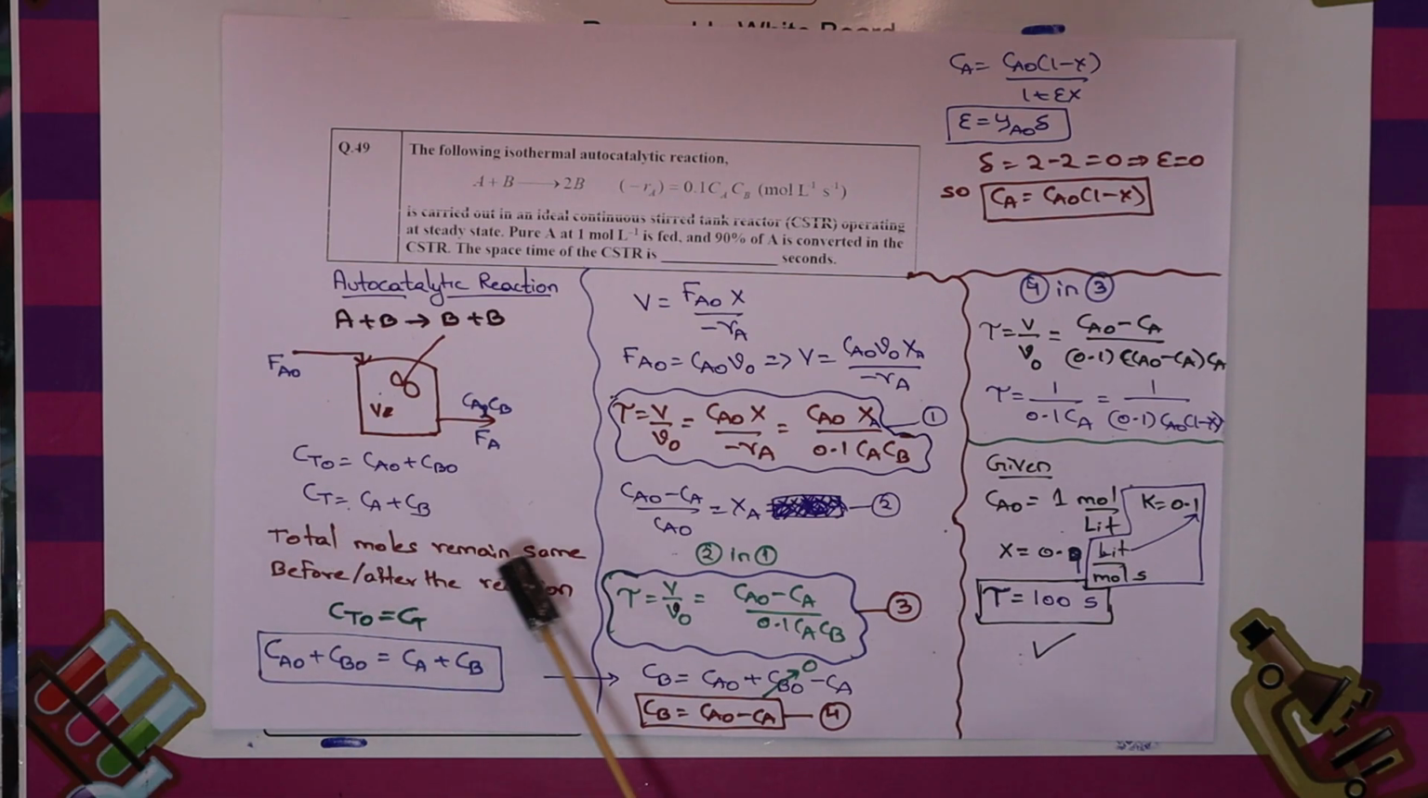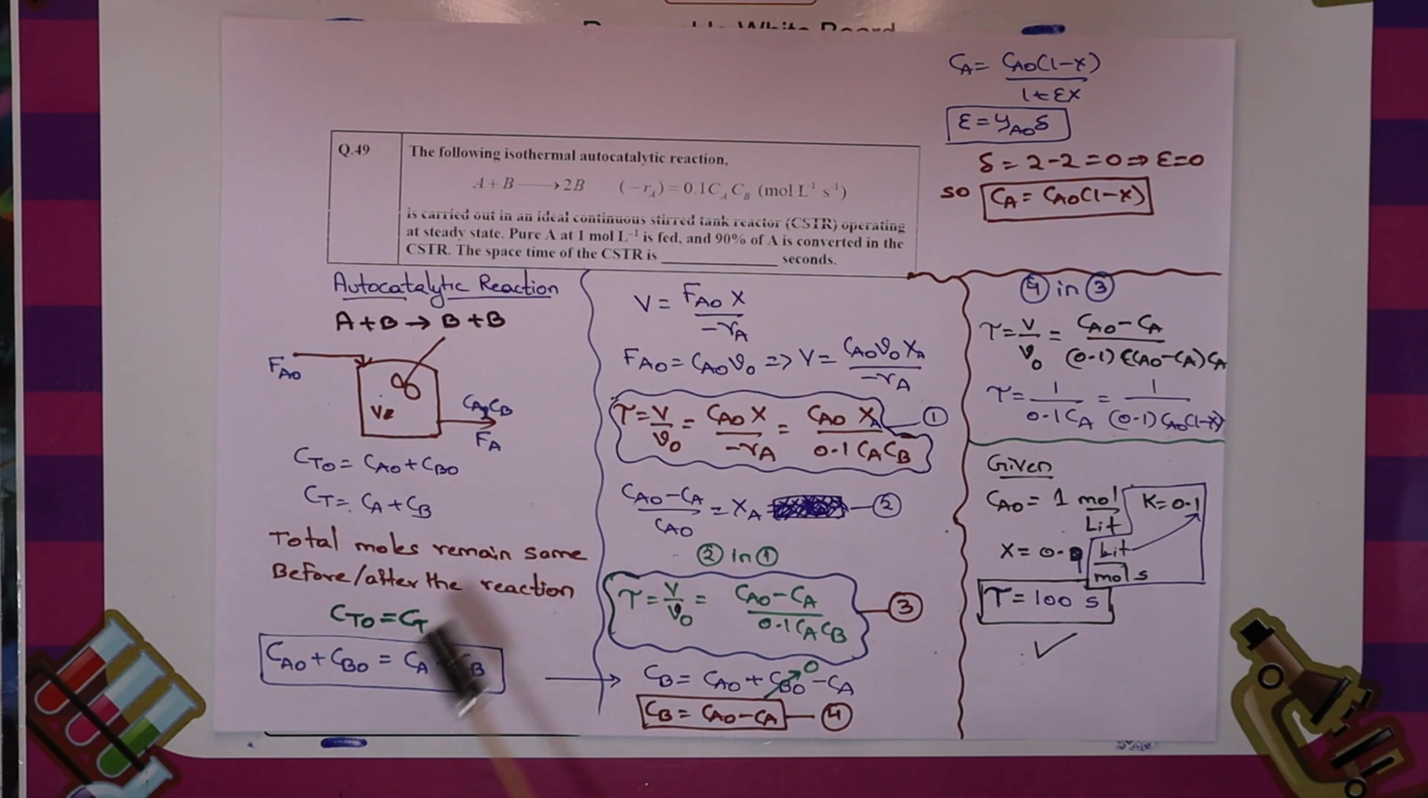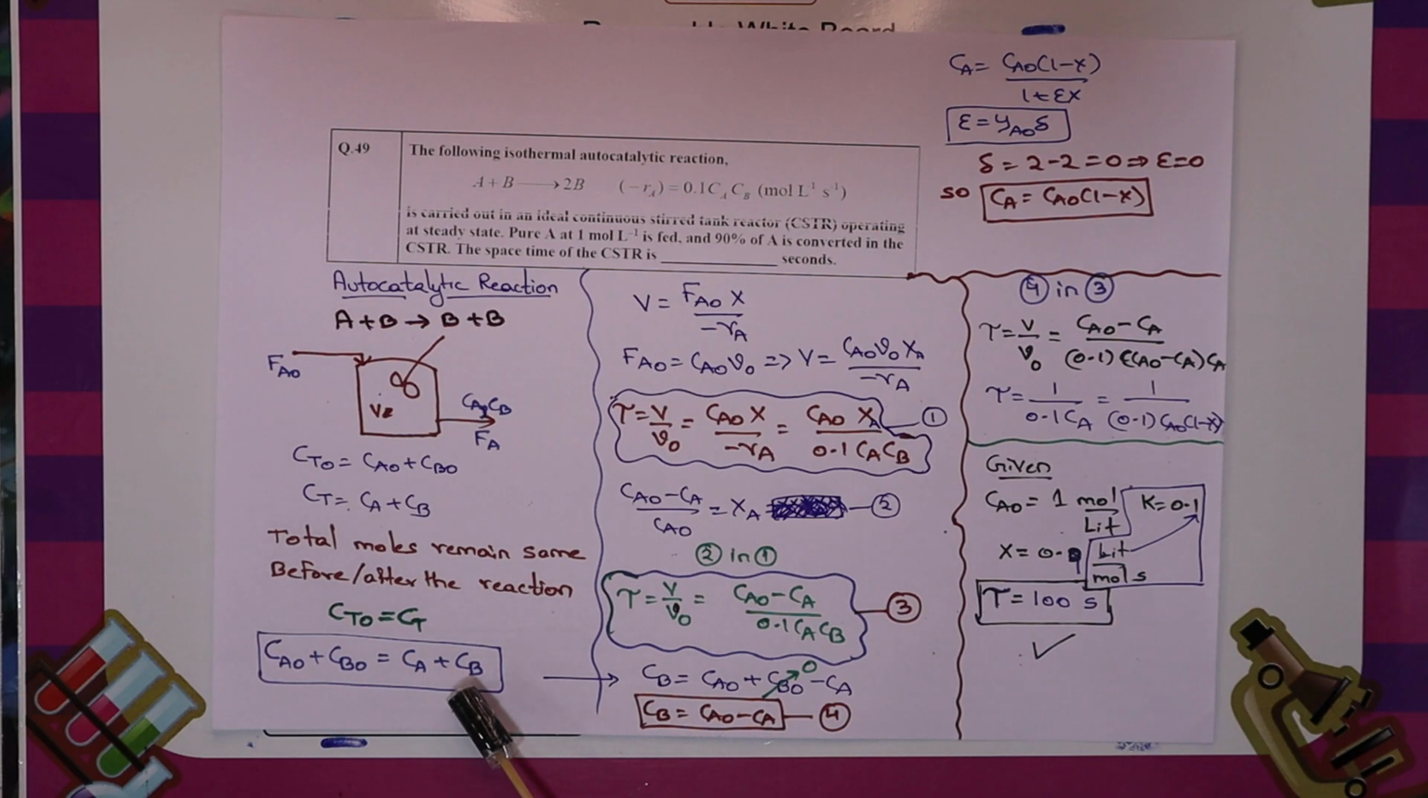So total moles remain the same before and after the reaction. Before the reaction, if you take CT0, and after a certain reaction you take CT, both always match. That means Ca0 plus Cb0 is equal to Ca plus Cb. You need to remember this particular method of solving, especially for autocatalytic reactions. The rest everything is very simple.